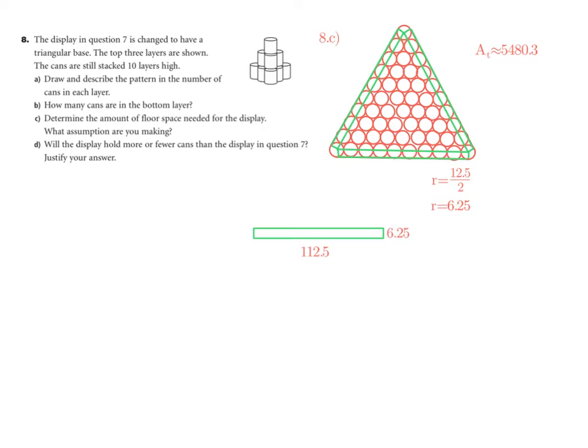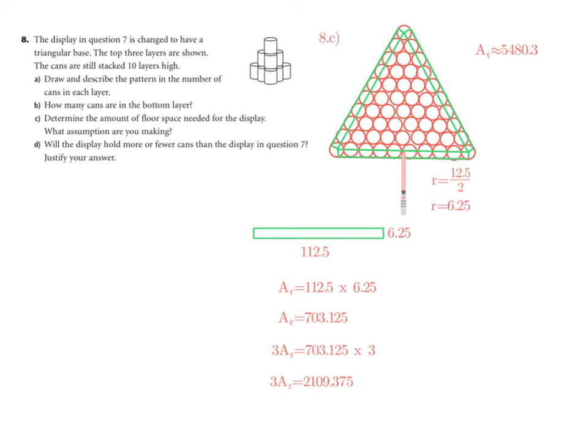And simply the rectangle is base times height, or length times width, however you want to say it. 6.25 times 112.5 equals 703.125. Now keep in mind there are going to be 3 of those, so we can just multiply by 3 and say 2109.375. Right, so we've got our inside triangle, we've got our 3 rectangles.